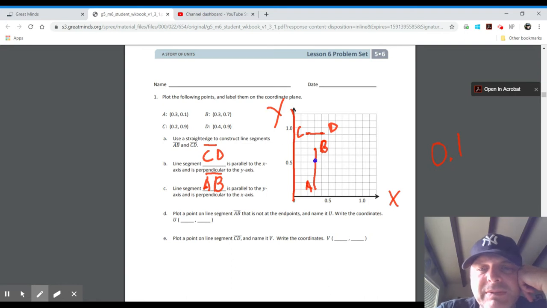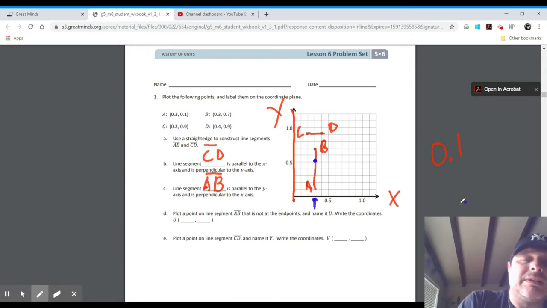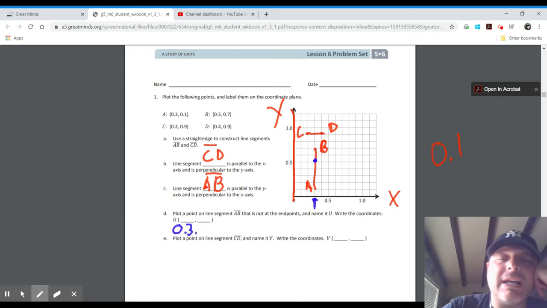Okay, so we have the same x coordinate, which was down here, and that was the same one that A had. So A is 0.3. So 0.3. And the y, let's see where y is.